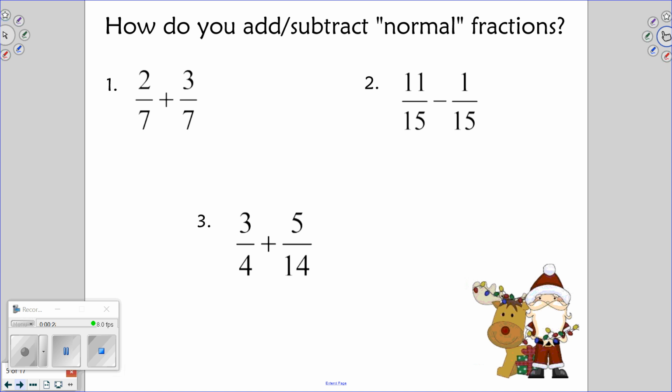So let's start with just regular old fractions from back in the day. Okay, so what's 2 sevenths plus 3 sevenths? That's 5 sevenths. So when you have a common denominator, do you actually add the denominator? No, you only add the numerators. You keep the bottom the same. You keep it common. What about 11 fifteenths minus 1 fifteenth?